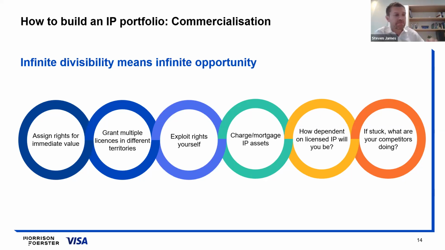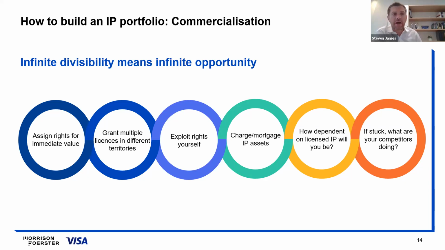So you can do it by territory, by sector. You can make the license exclusive, so only one party can exploit it. You can make it non-exclusive. There are many, many different options. You may choose to exploit the rights yourself, or perhaps even charge or mortgage your assets in order to release value into the business. You also need to think about third-party IP too, and what rights you need to license in to make sure that you can use the IP that you created, or if you're not generating a huge amount of IP, to make sure that you can continue to use the core IP, whether it be source code or other materials in your business.